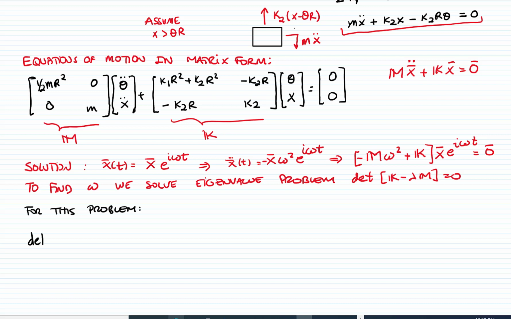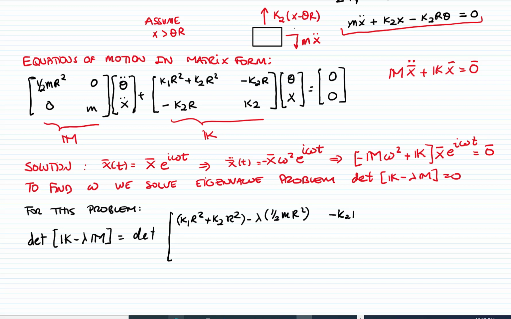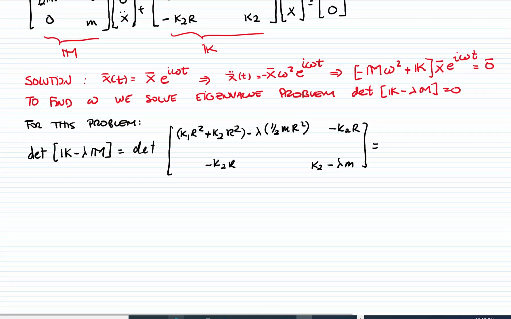For our problem, we have that this will become the determinant of k minus lambda m, and that determinant is equal to k1 r squared plus k2 r squared minus lambda 1/2 m of the disk r squared, and the second term will be minus k2 r, and the third term k2 r, and the last one is k2 minus lambda m, and that's equal to 0.